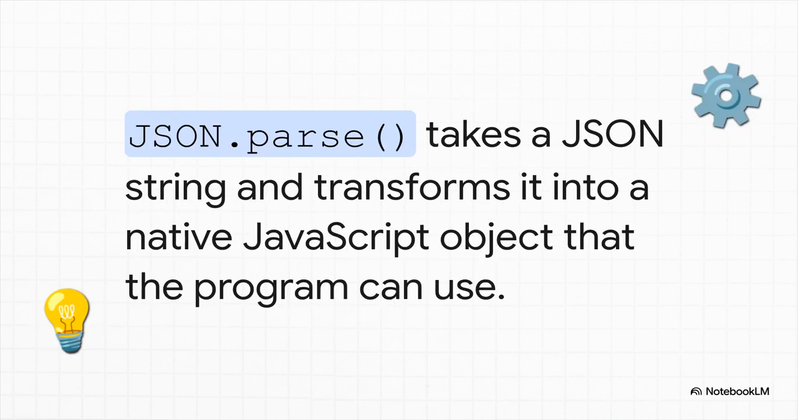But then comes the magic part. To actually bring that data to life, the app uses a command. In JavaScript, it's JSON.parse. Think of it like a translator. It takes that boring string of text and instantly transforms it into a living, breathing object that the program can work with. Now, it can easily grab the name, the age, or whatever else is in there.